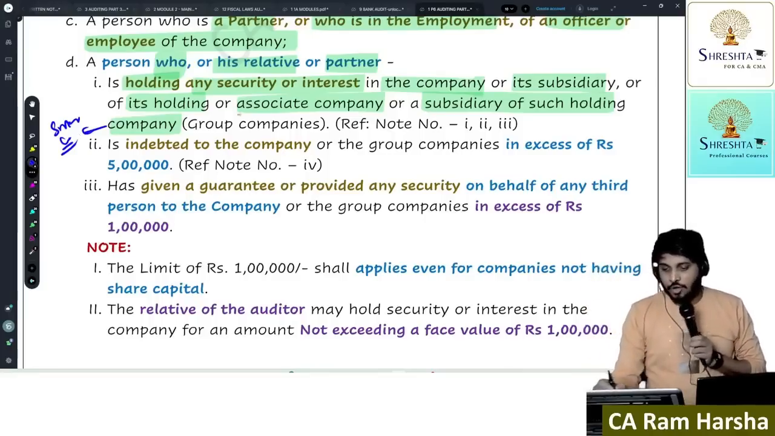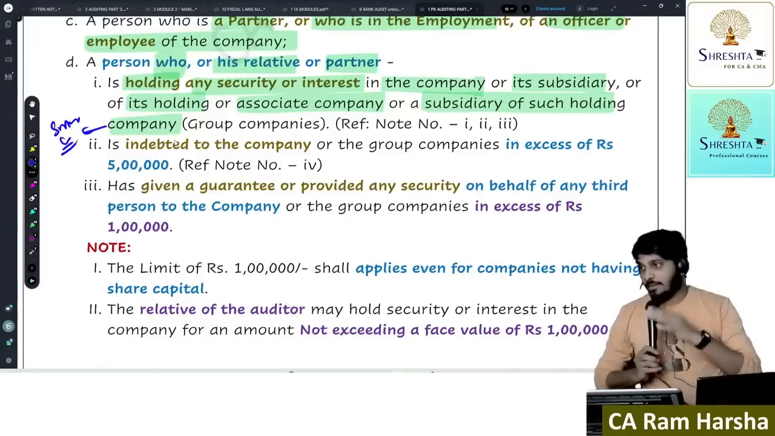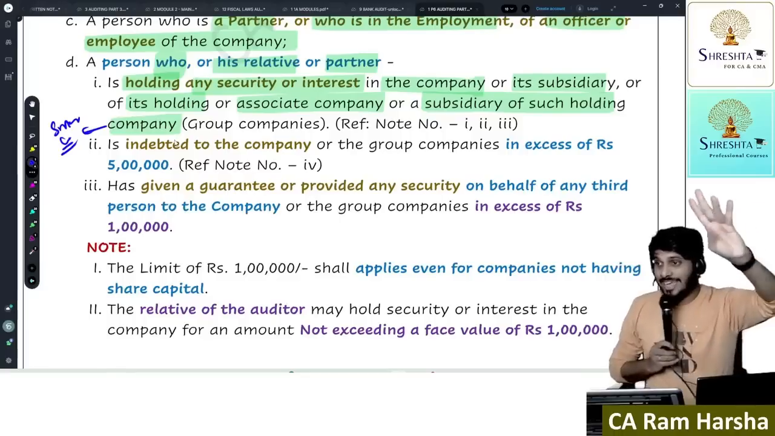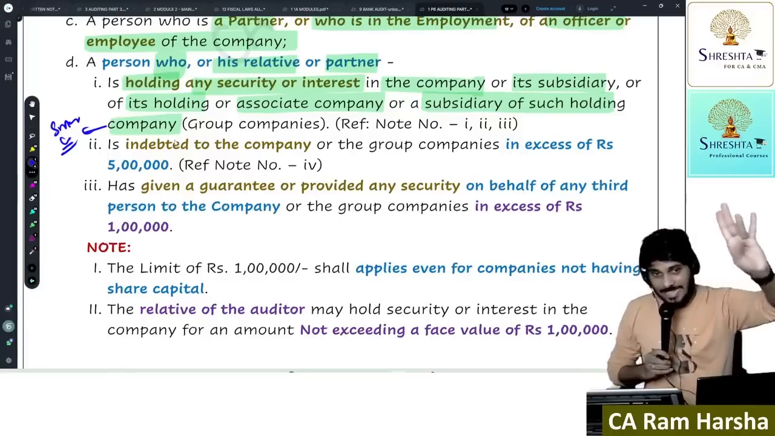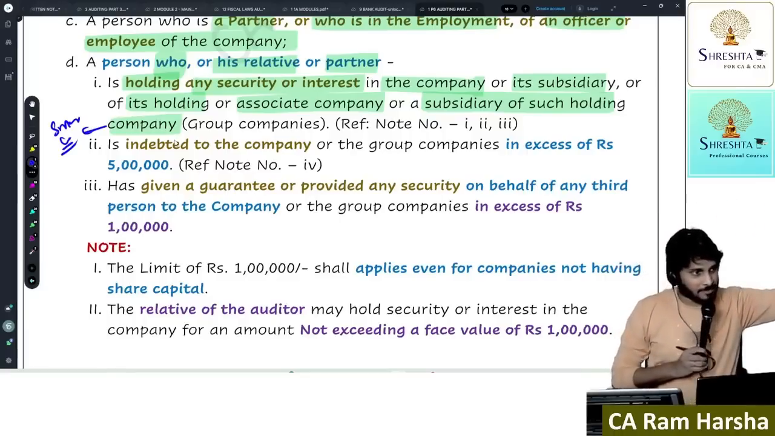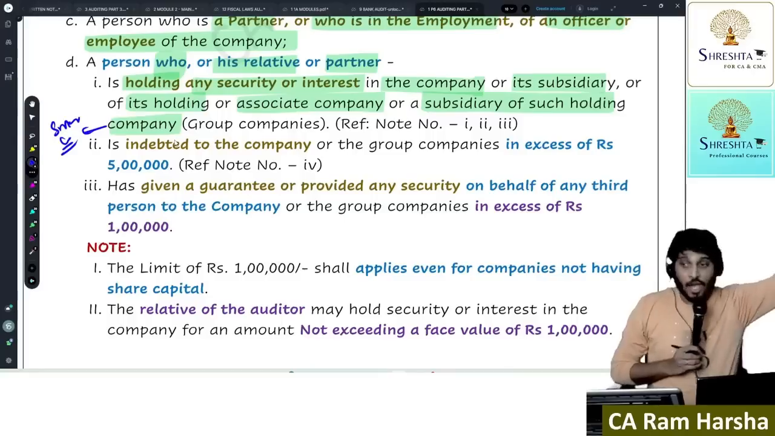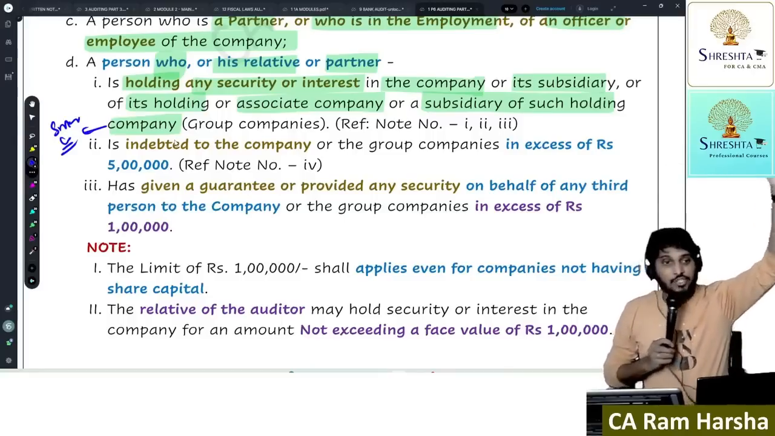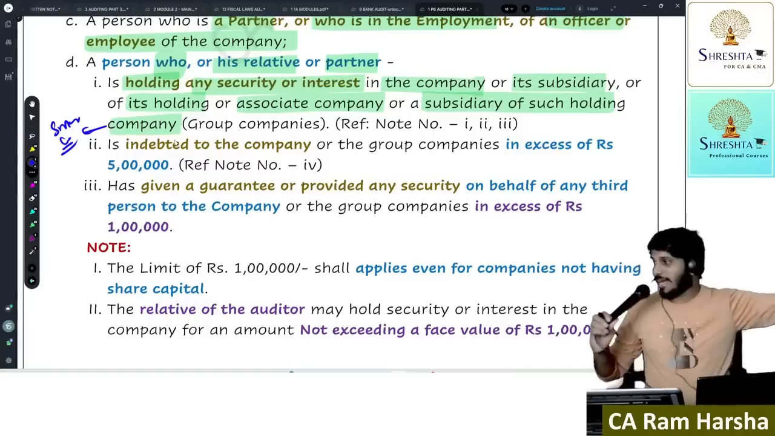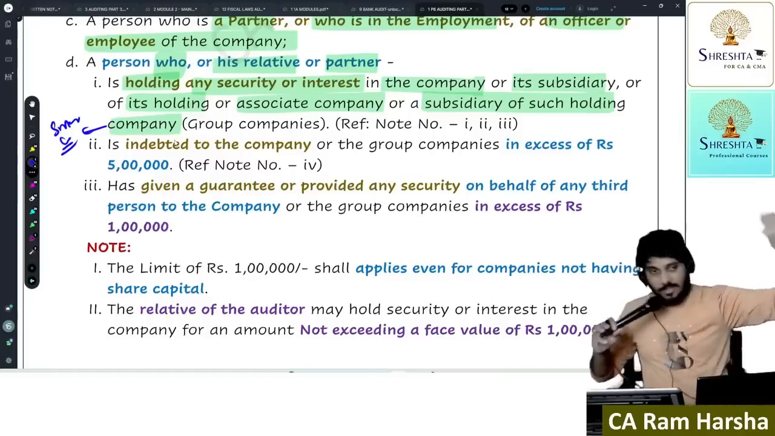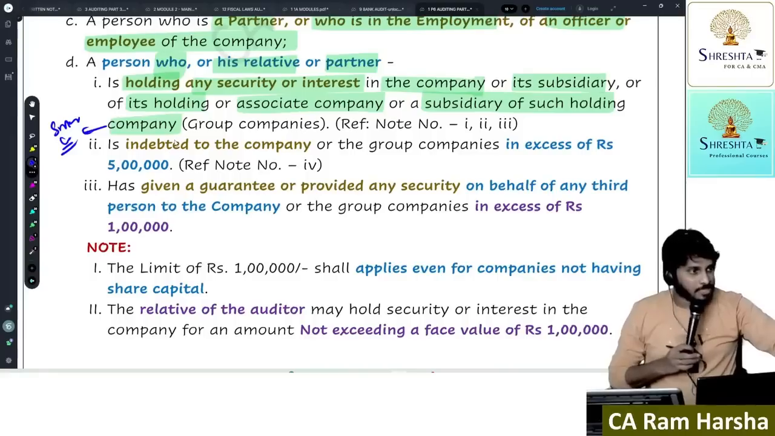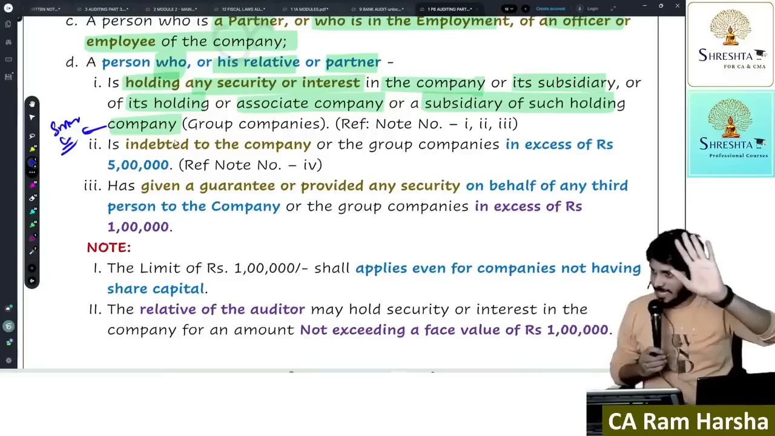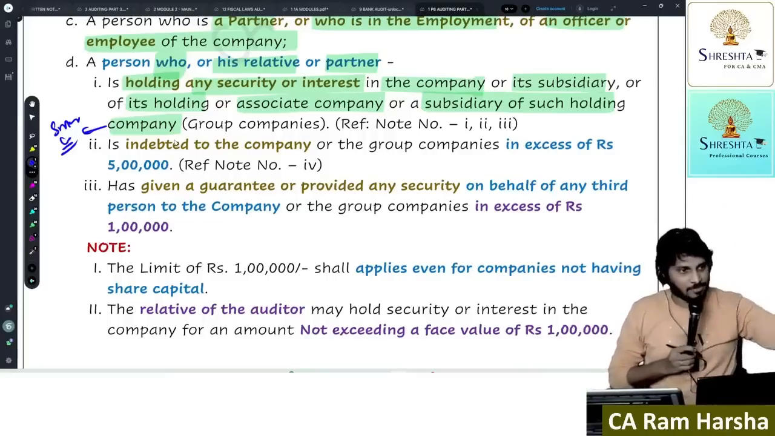Next. So if a person, or relative, or partner is holding any security or interest in the company, holding company, subsidiary company, associate company, or subsidiary of its holding company, he is disqualified. In the exam, you should write this entire provision. Only then will you get full marks. Yes or no? If the auditor is holding shares in the company, he is disqualified. That is a correct answer, but that is not a complete answer.